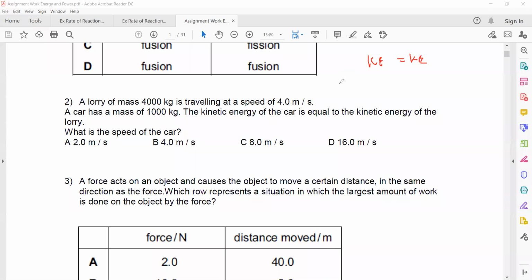Yes, C was the right answer because the kinetic energy of the lorry is half mv squared and the kinetic energy of the car is also half mv squared. So it's half mv squared for the lorry or a truck. Both have the same kinetic energies. You will substitute the mass of the car, mass of the lorry, and speed of the lorry, and find the speed. The half will cancel with the half. So you can work out the calculation. C will be the right answer.